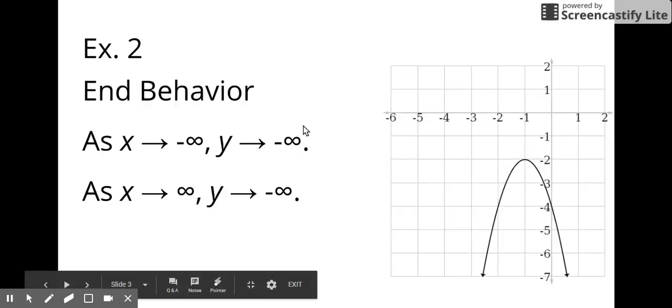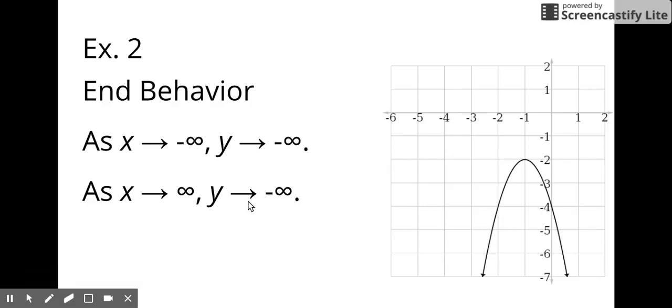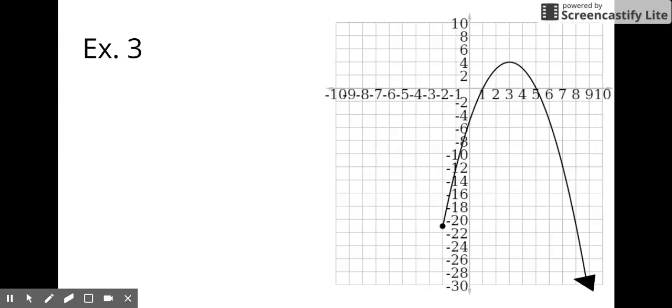Also note that there's a reason why there's some symmetry here about what y is doing, because we have that symmetry in the parabola. But that may not be the case for all graphs that you'll see.